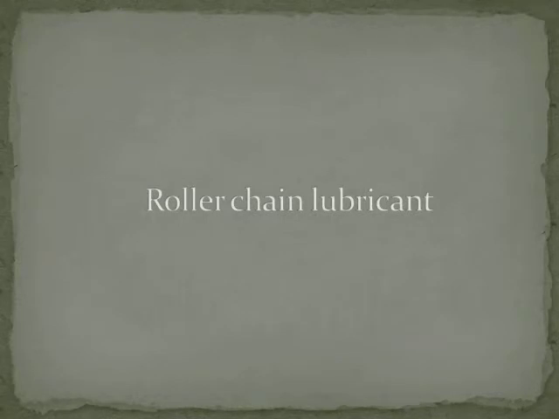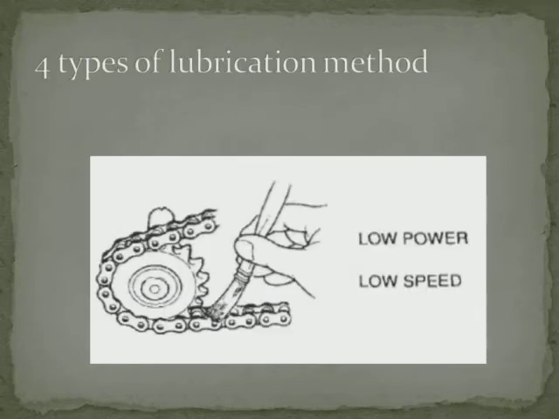Now is roller chain lubricant. There are 4 types of lubrication method. The first one is manual operation or type 1. Oil is applied periodically with a brush or oil can, preferably once every 8 hours of operation.